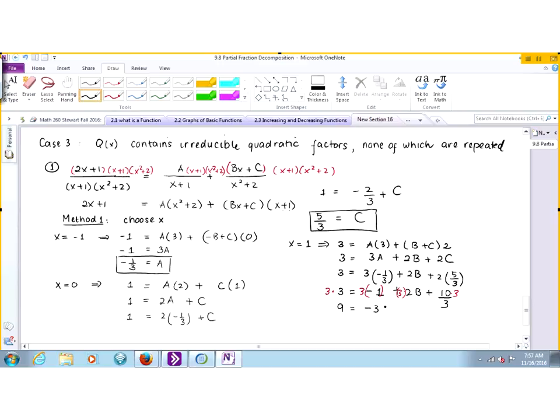So 9 is equal to negative 3 plus 6b plus 10. I think you guys like this better, right? So what is negative 3 plus 10? 7, and then bring it to the left. 9 minus 7? 2. Yes, 6b is equal to 2. So what is b? 2 over 6, which is 1/3.